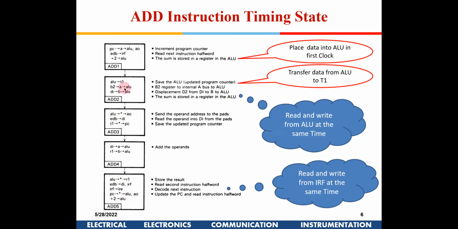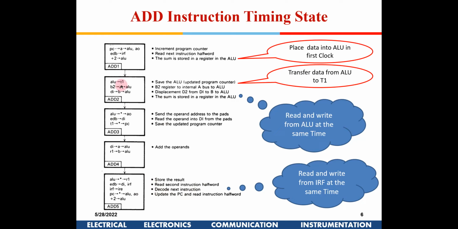These kinds of issues were not discussed in our earlier classes. We assume that a lot of things are happening like this, but if you get into the nitty-gritties and analyze the timings, you will find data is being written into T1 from the ALU, some data is being read into T1, and new data is being written into the ALU. So there is a clash here. These issues were not discussed earlier, and today we are going to see them.